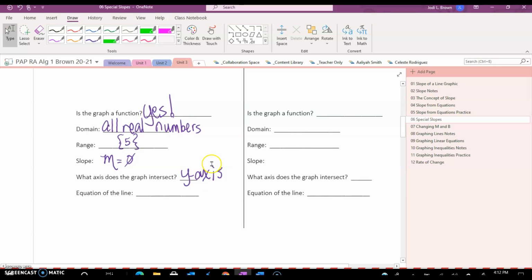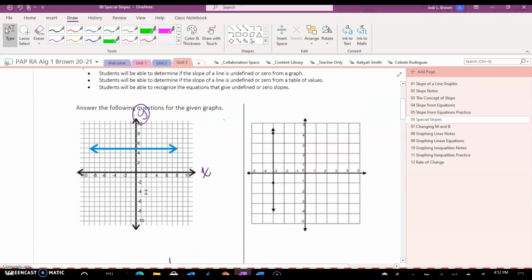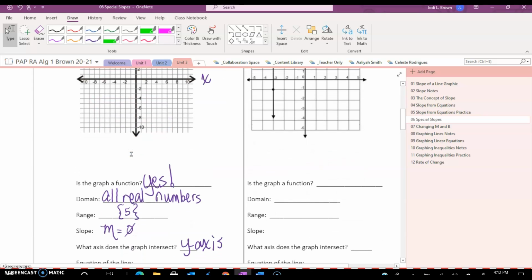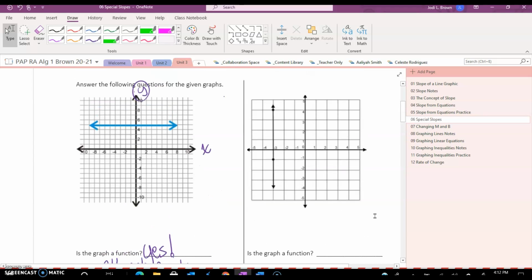Okay, now the equation of the line is the y value that it lies on. So the only y value that it can be, every y value on that line is a 5, right? So y equals 5 is the equation of the line. Remember, this is a special slope, special instance.